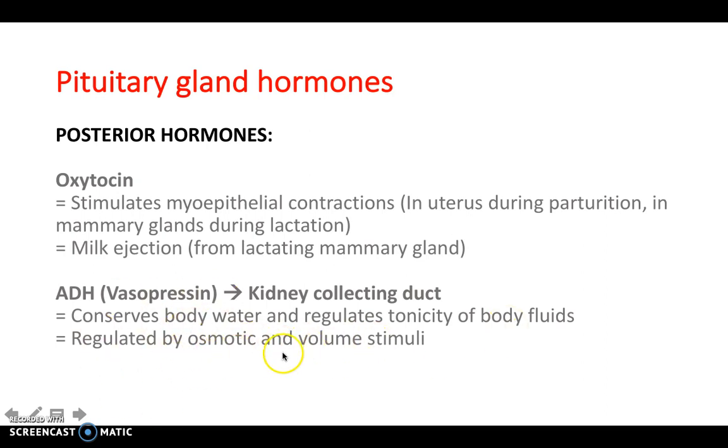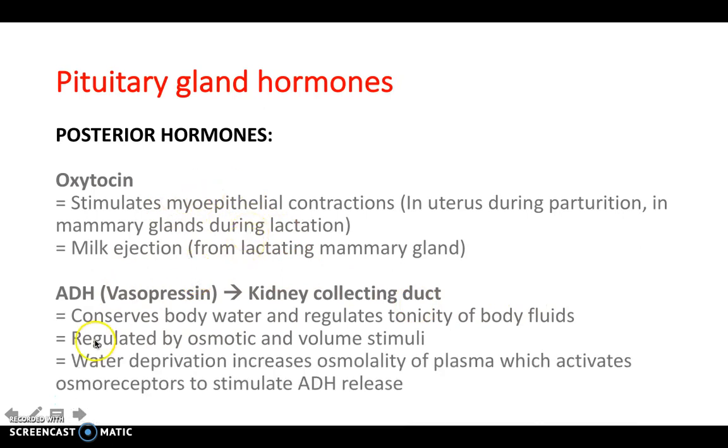In a way, ADH is regulated by osmotic and volume stimuli. So in other words, if we are feeling really dehydrated, we want to reabsorb more water from our kidneys. In other words, we want to pass less water, and therefore the negative feedback will cause more ADH to be released. Likewise, if we've drank a lot that day, we need to release a lot of that fluid, then we'll have less ADH, and therefore the collecting ducts will reabsorb less water through the aquaporins in the collecting duct, and therefore more fluid will pass as urine. So really it's all again linking back to that negative feedback we started with. So as we said here, water deprivation increases osmolarity of plasma, which activates osmoreceptors to stimulate ADH release.